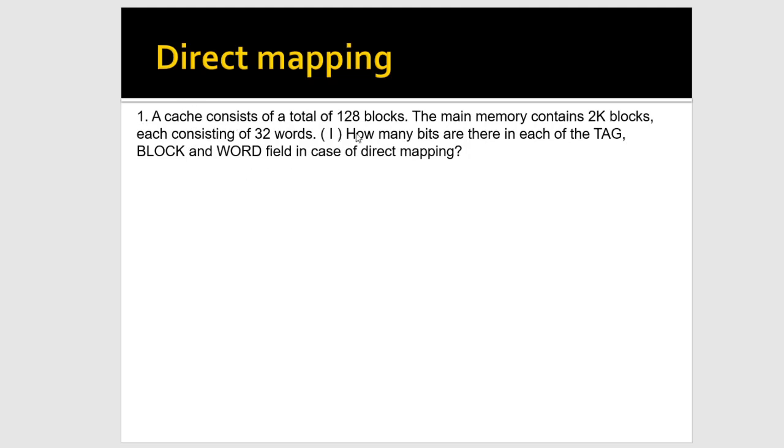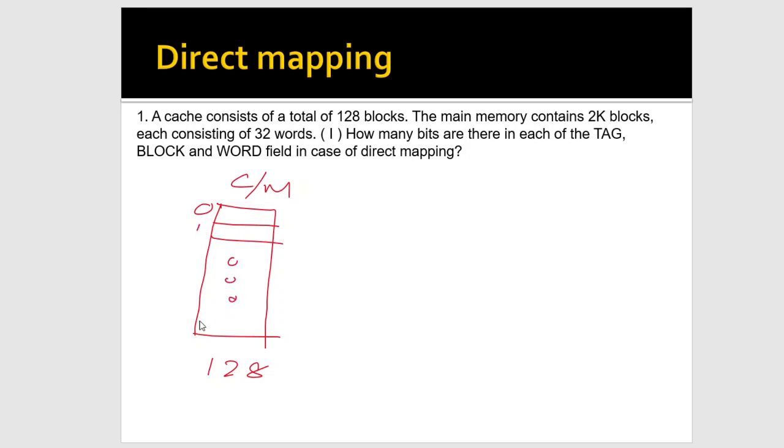So if I look at this question, a cache consisting of 128 blocks. So this is my cache memory, and the number of blocks it includes is 128. That means my starting block is 0. This is my first block. This way my last block address will be 127.